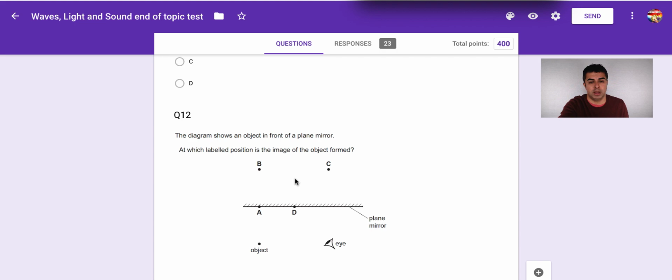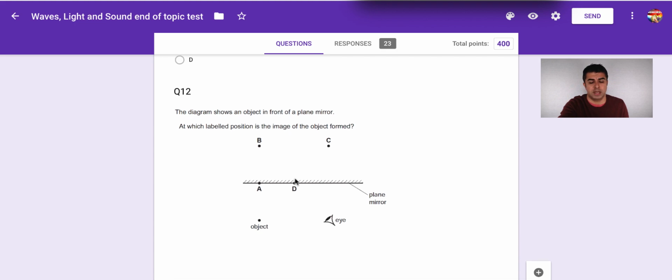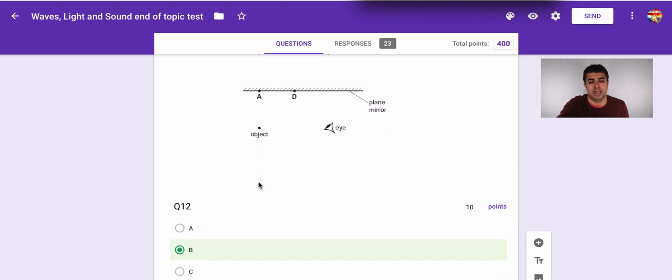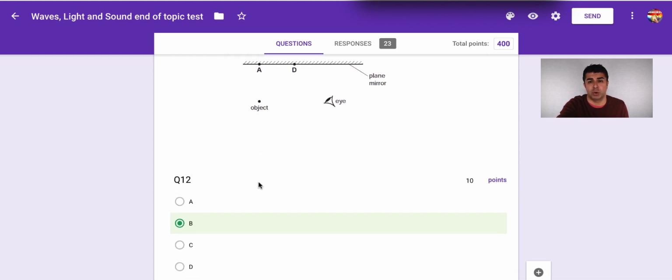Question number 12. The diagram shows an object in front of a plane mirror. At which labelled position is the image of the object formed? Well, if that's your object there, its image will be the exact same distance at the other side of the mirror. So therefore, the answer here would be B for ball.